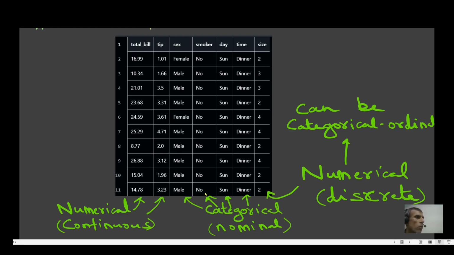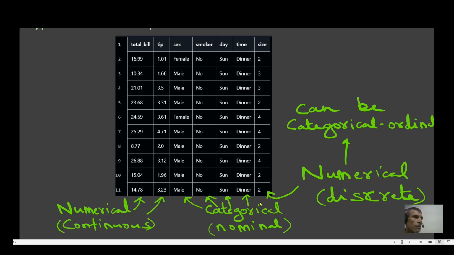Now, same thing with smoker. Does he smoke or not? The answer could be yes or no. So that would be categorical. Same thing with day and time. Day could be Sunday, Thursday, Friday, could be any day, and time could be dinner or lunch. Could be any one of those values. So that's categorical in nature, and more specifically, nominal.